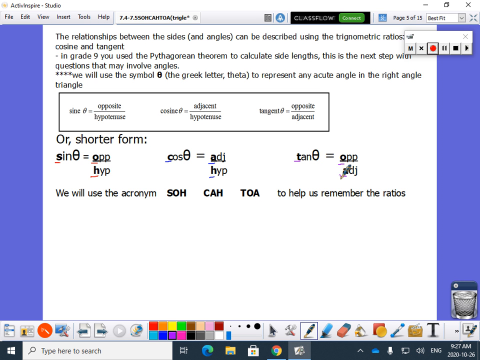The reason I did this in different colors, and if you always remember SOHCAHTOA, then you're always going to remember which is which. So when you use sine, it's opposite over hypotenuse. So sine, S for sine, opposite over hypotenuse. If you're using cosine, adjacent over hypotenuse. Do you guys see how this is matching up? And then TOA is when we're using tan, and that's going to be opposite over adjacent.